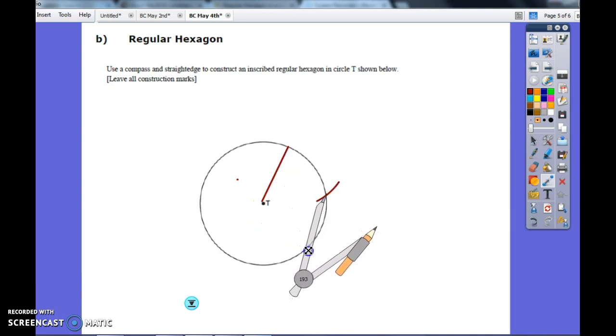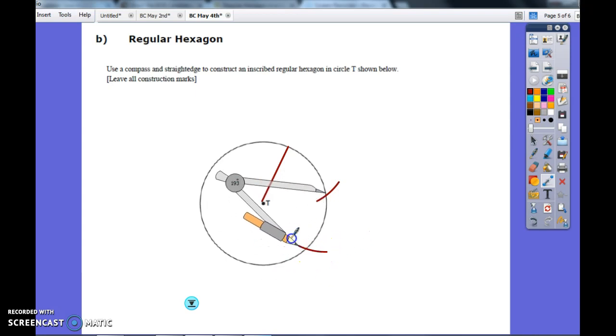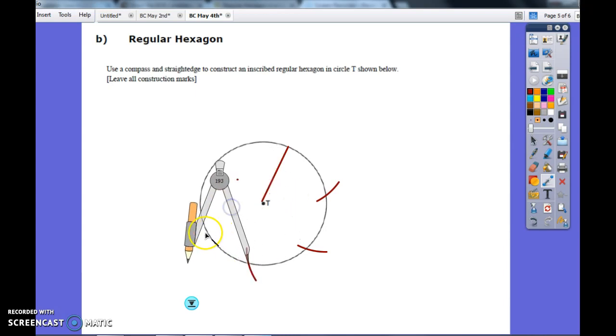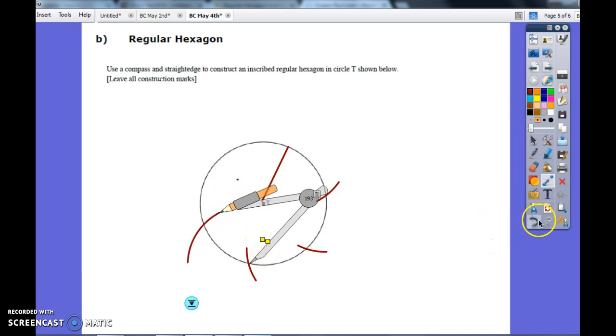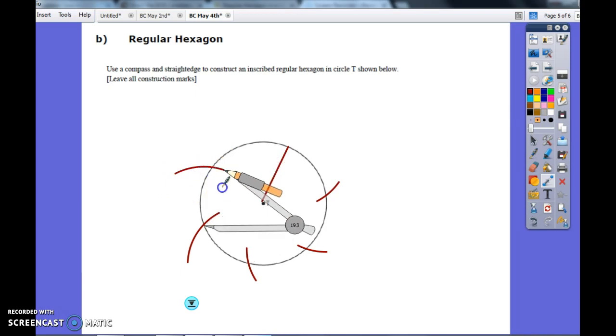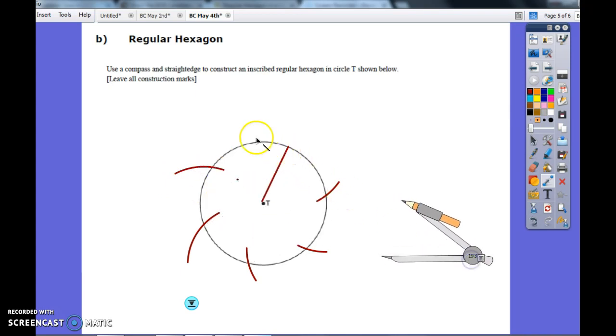So I come down here, make an arc, put my compass point on that arc. Again, all these arcs I'm making are the length of the radius, and I'll show you why this works in a second. And we're going to try to get 6 congruent arcs. There we go. And one more. There it is. So now you'll see we have, ready, 1, 2, 3, 4, 5, 6 congruent arcs.